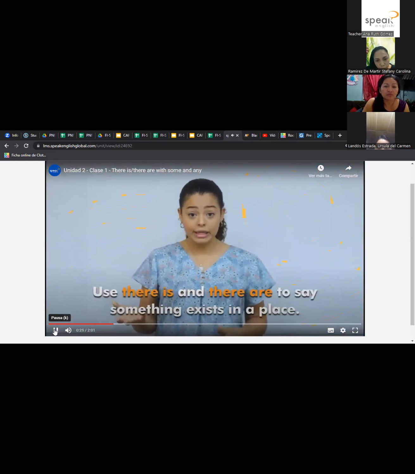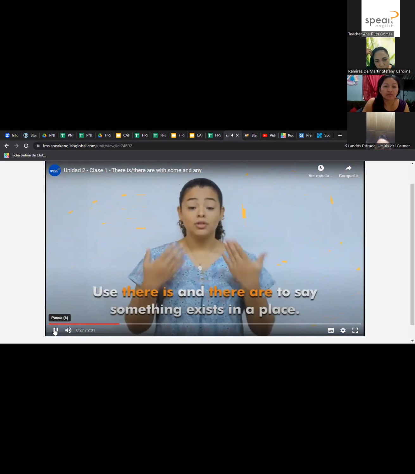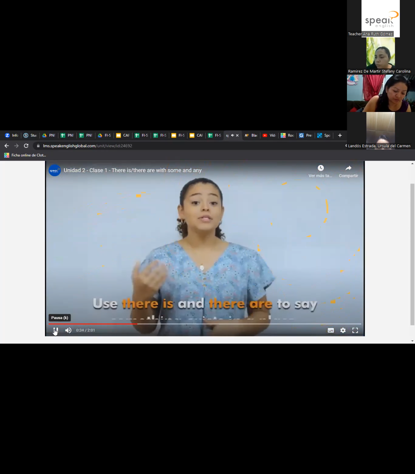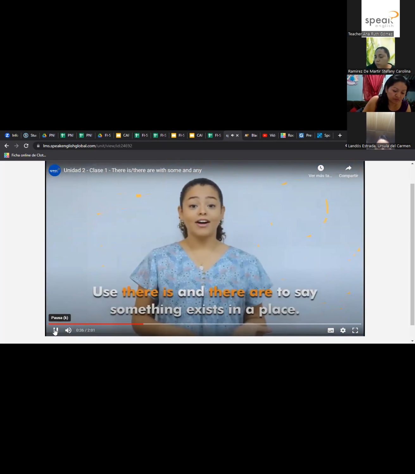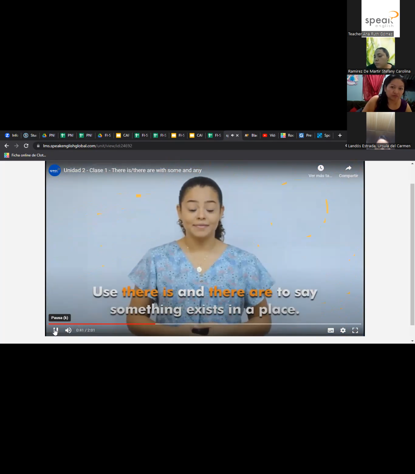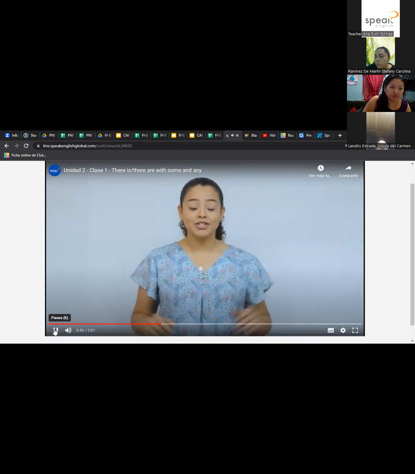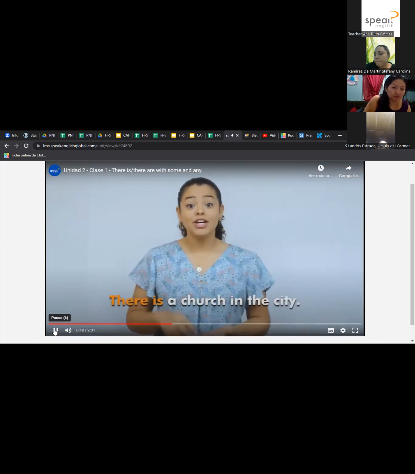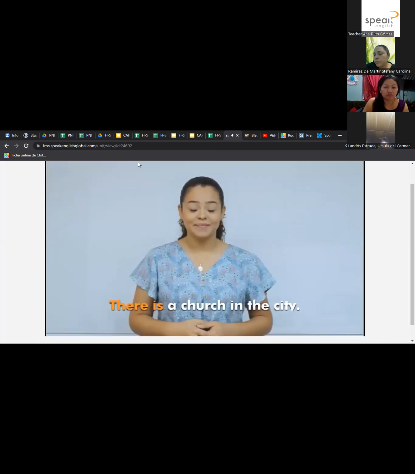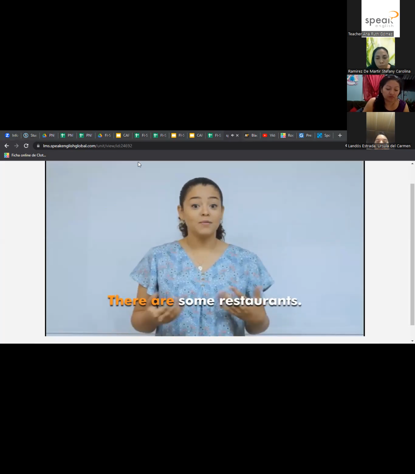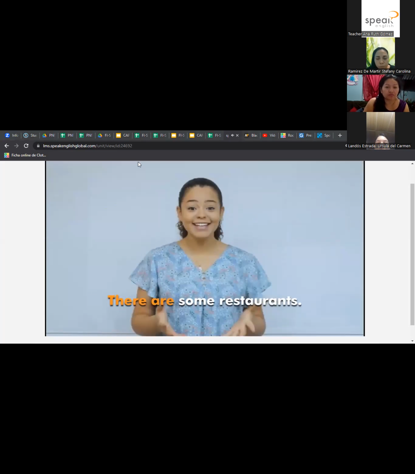Use there is and there are to say something exists in a place. For example, in the picture, there is a church. A church exists in the city. And there are some restaurants. Some restaurants exist in the city.